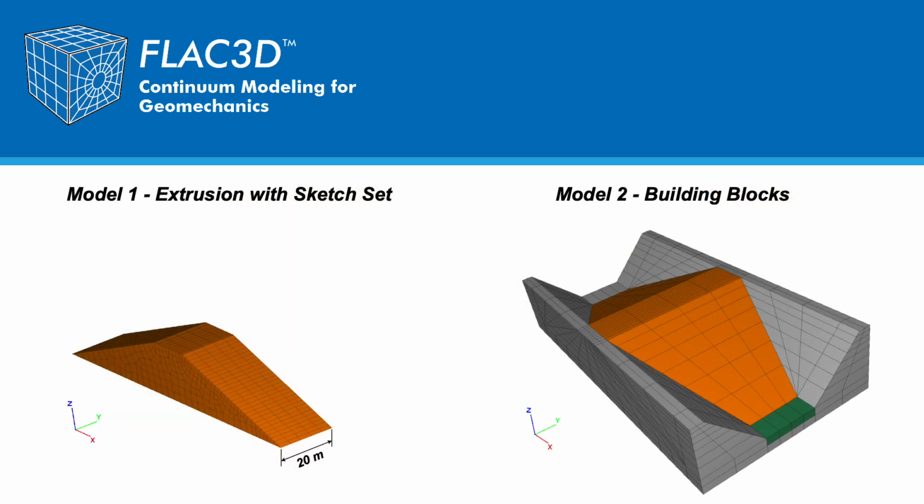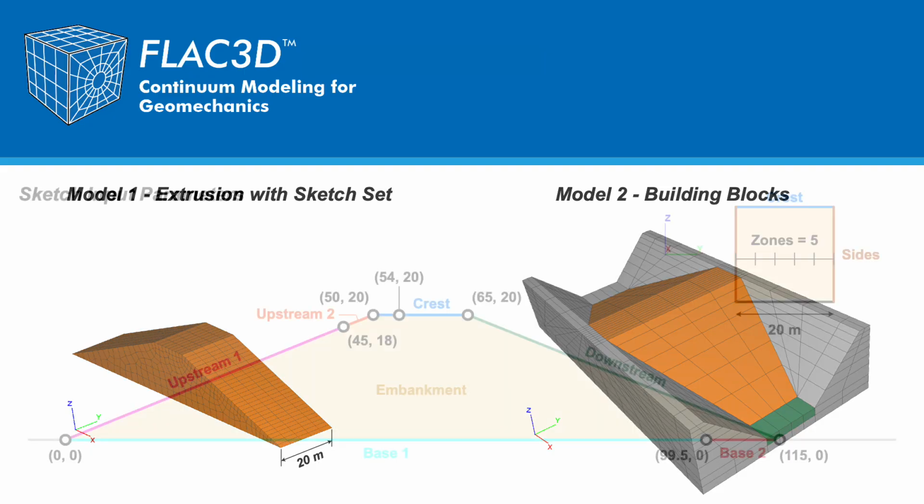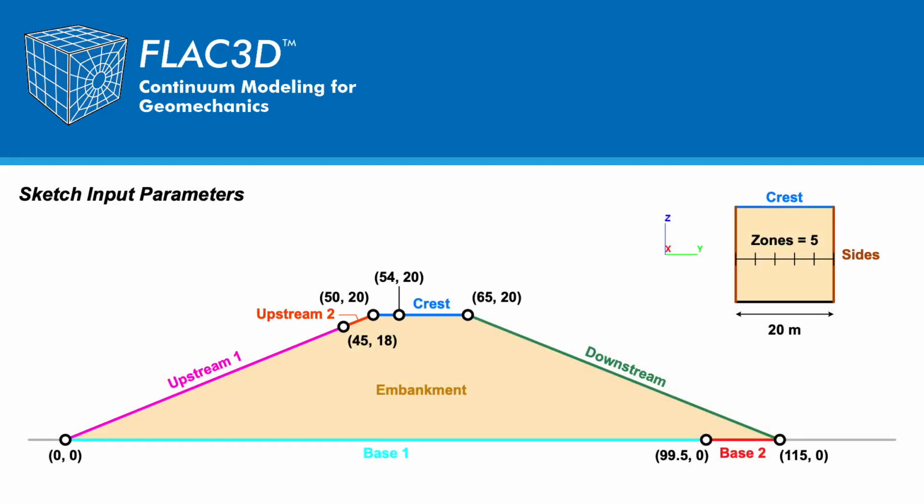This tutorial video has been developed to incrementally lead to calculating the total and effective stresses of a complex geometry just shown and has been broken into two models. Model 1 to the left is simpler and consists of a 20-meter width of embankment and is developed using the extrusion with sketch set. Model 2, shown to the right, includes the embankment of rock abutments and is developed using building blocks. We now focus on the development of Model 1.